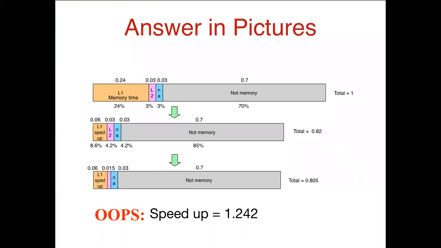Kyle. Yeah, the memory operations are no longer 30%, right? At this step, they do not constitute 30% of the total anymore. So our second optimization is actually going to target a larger percentage of the total than before. This is the problem.